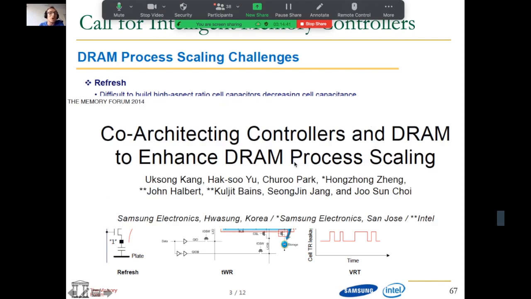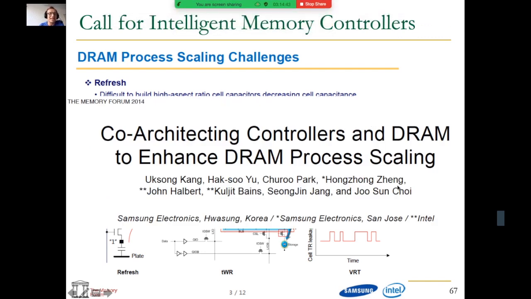Okay, so this paper also proposes what we have been proposing in our previous works, co-architecting controllers and DRAM to enhance DRAM process scaling. It's nice to see your ideas also being proposed by very credible people from the Samsung DRAM design team and the Intel memory and DRAM design team. I actually know some of these people personally. Actually, I think I know all of them personally.